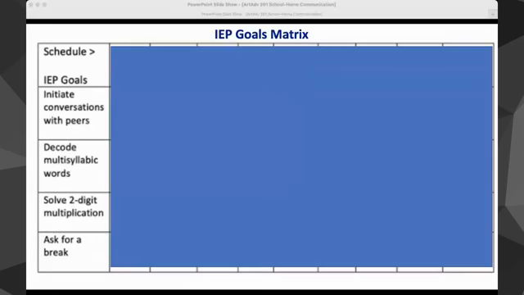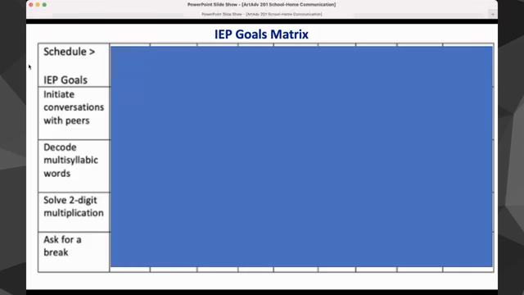So this was a way, and this was an example that I was showing the mother I was working with. This was not for her son. But what you do is you list your child's IEP goals down here on the left side. So some of these are saying initiate conversation with peers, decode multisyllabic words, solve two-digit multiplication, ask for a break. So on the left side, you write down your child's goals.